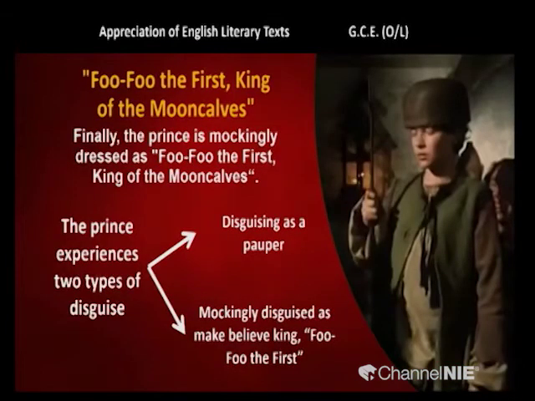Yes, and again you find the mock coronation. So there are two types of disguises if you consider the role of the prince. Yes, Foo-Foo the First, King of the Moon Calves. Finally, the prince is mockingly dressed as Foo-Foo the First, King of the Moon Calves. The prince experiences two types of disguise. The first one is disguising as a pauper. The second one is mockingly disguised as a make-believe king, Foo-Foo the First.